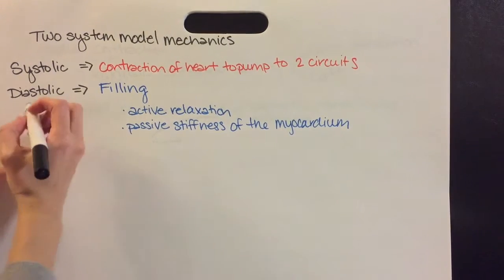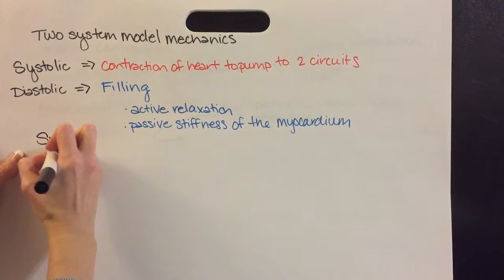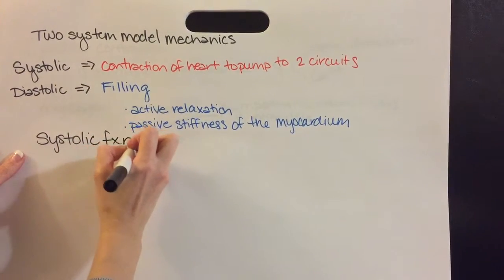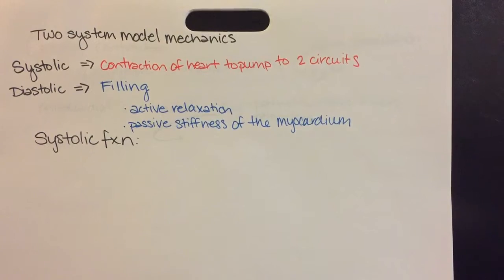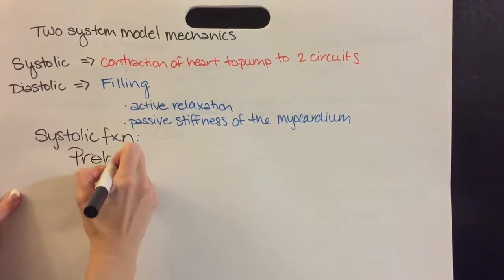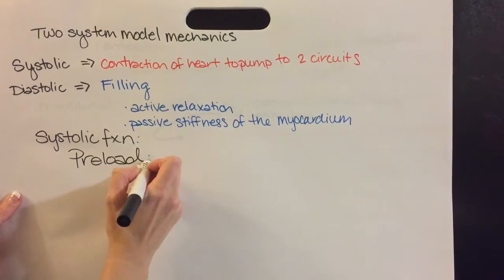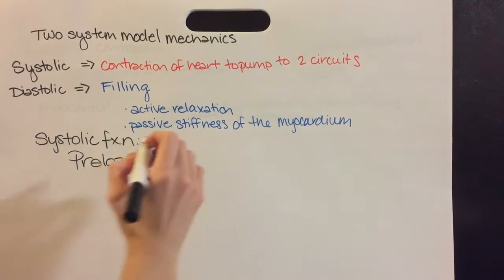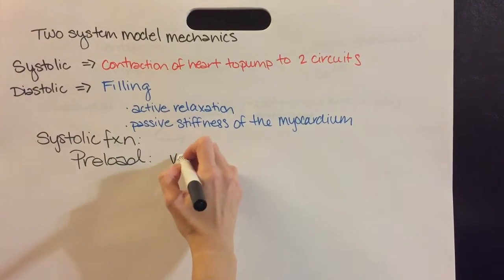Systolic function has four primary determinants. The first is preload. Preload is the initial volume of the left ventricle prior to ejection.